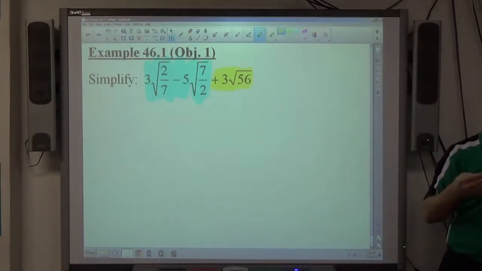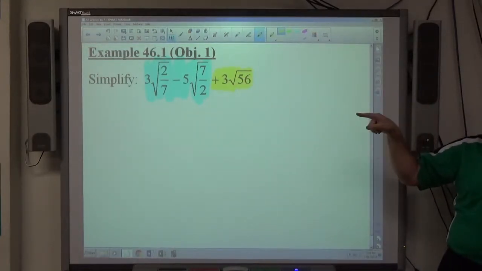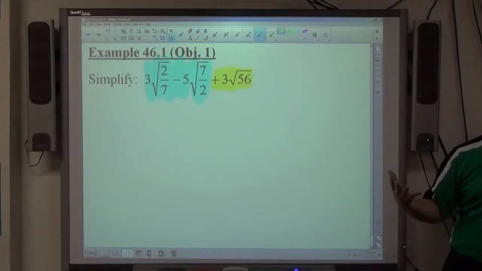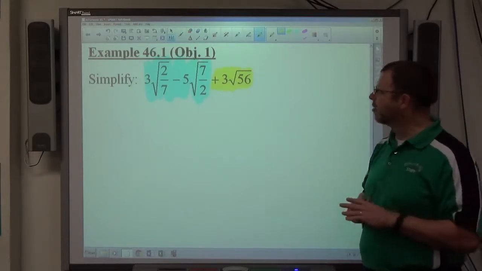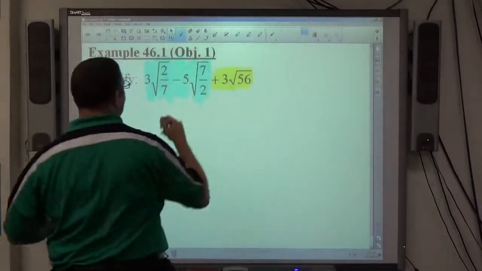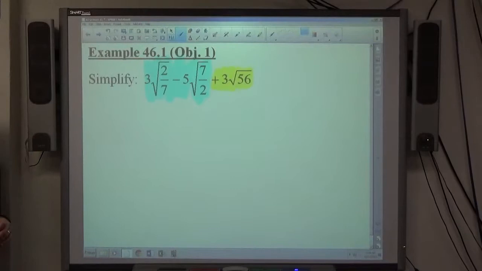So what we're going to do is simplify each object, the 3 square root of 2 sevenths, the 5 square root of 7 halves, and the 3 square root of 56 separately in order to create 3 radical pieces that will add or subtract together. And these, they call them contrived problems. Contrived problems just means that they're going to be such that you're able to add and subtract. So expect them to be able to add and subtract. If they don't, you have not simplified things enough.